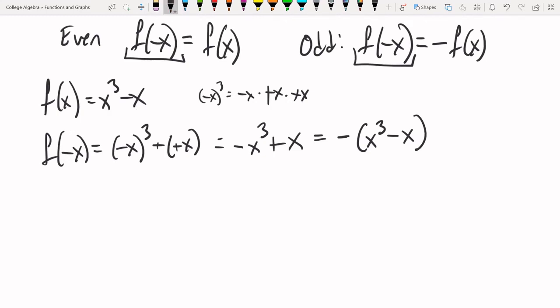And this, oops, use blue, that's the same thing, which means I can replace the blue with f of x, with the f of x symbol. So here we've proven that f of negative x equals negative f of x. Therefore, this function that we started with here has odd symmetry. Okay, let's look at another one. Let's do a g of x instead.